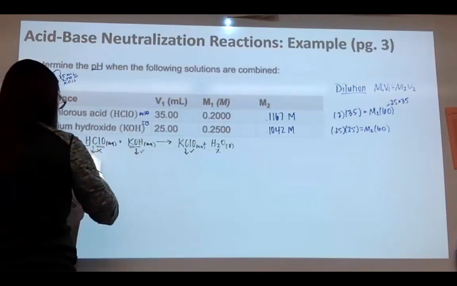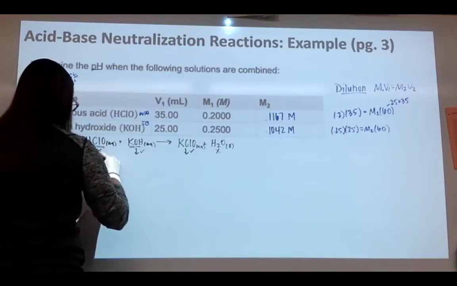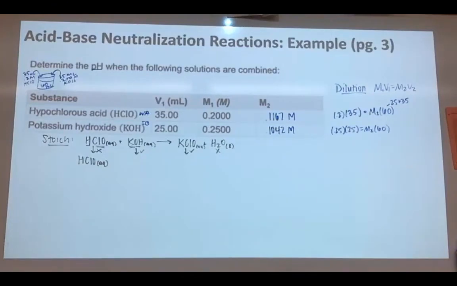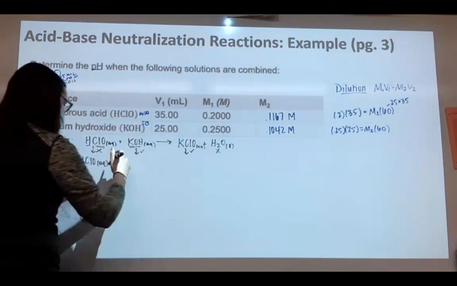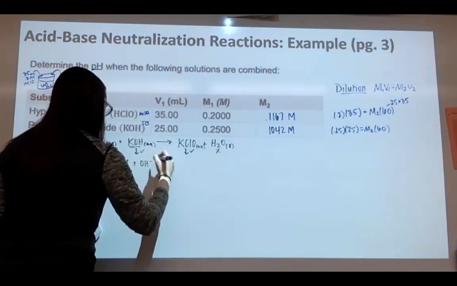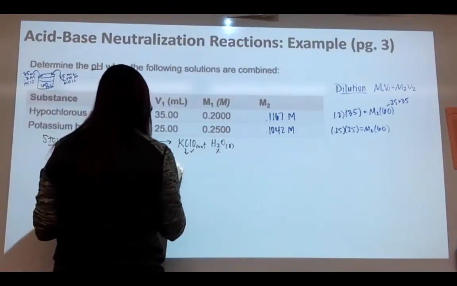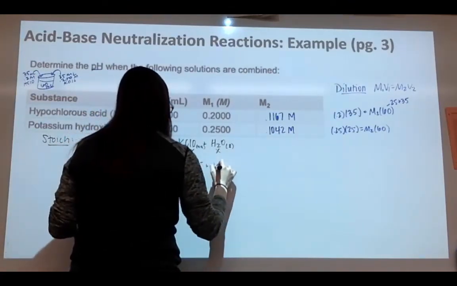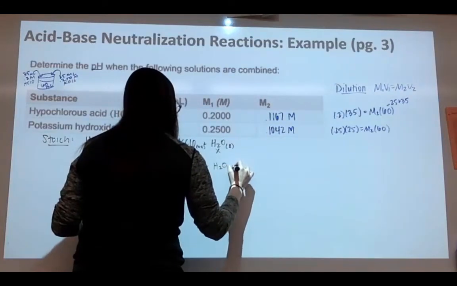So I'm going to leave HClO together, because weak acids do not break apart very much. So they stay together as a molecule. Plus K plus OH minus yields K plus ClO minus plus H2O.